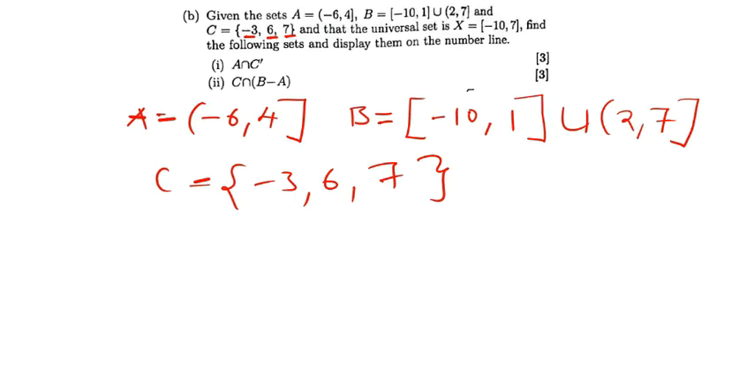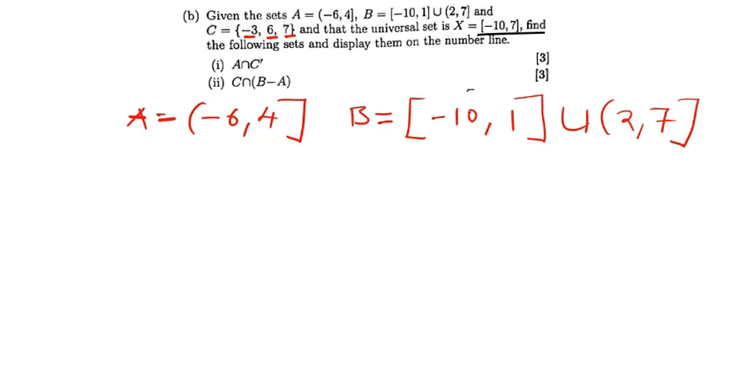Now we are told that the universal set itself is an interval of numbers from negative 10 to 7. Find the following sets. Okay, so the first set I want us to find is the intersection between A and C complement. So this is quite interesting, right?